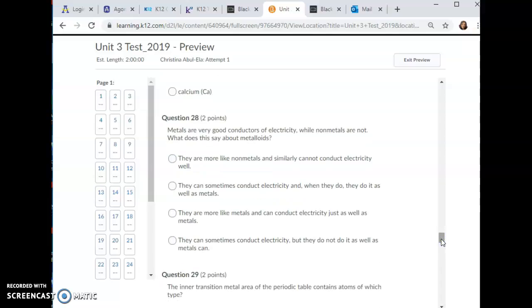Question 28. Metals are very good conductors of electricity, while nonmetals are not. What does this say about metalloids? They are more like nonmetals and similarly cannot conduct electricity well. They can sometimes conduct electricity, and when they do it as well as metals. They are more like metals and can conduct electricity just as well as metals. They can sometimes conduct electricity, but they do not do it as well as metals can.